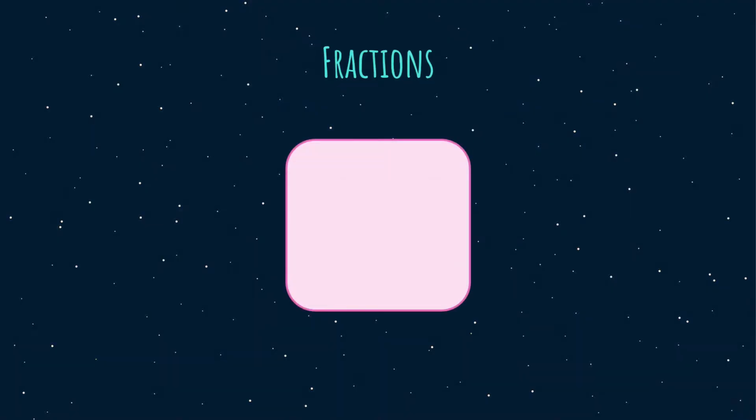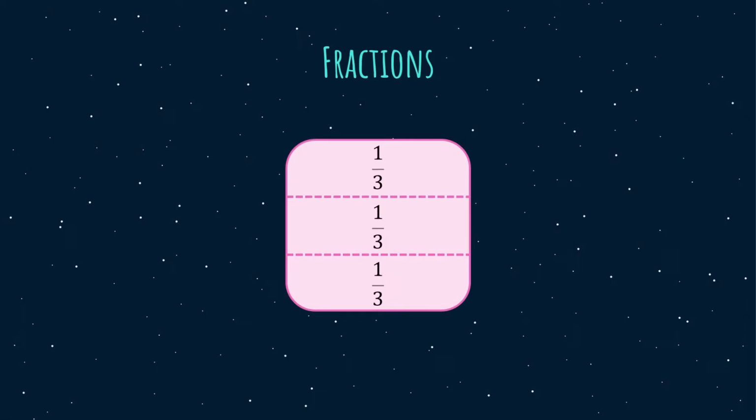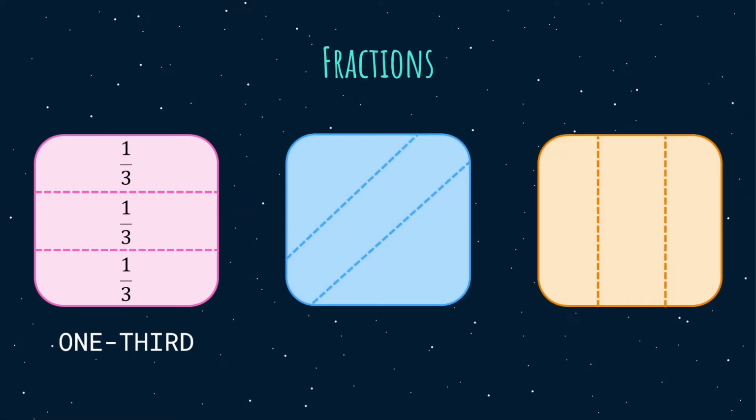Next, Miss has a square shape, then cuts it in thirds. So what is the size of each piece? 1/3. So each piece measures 1/3. Okay, now from these two shapes, which piece shows 1/3?